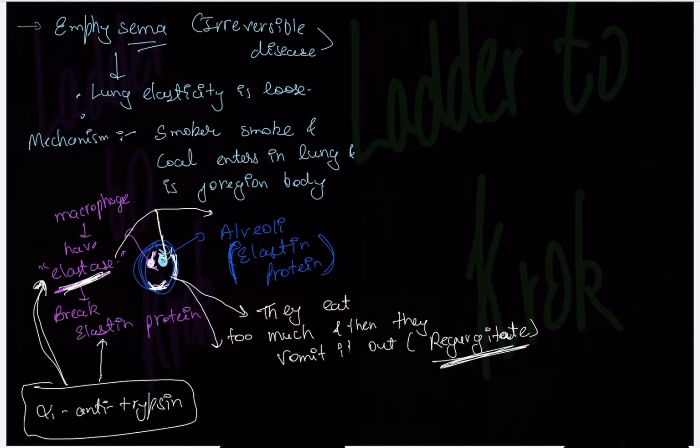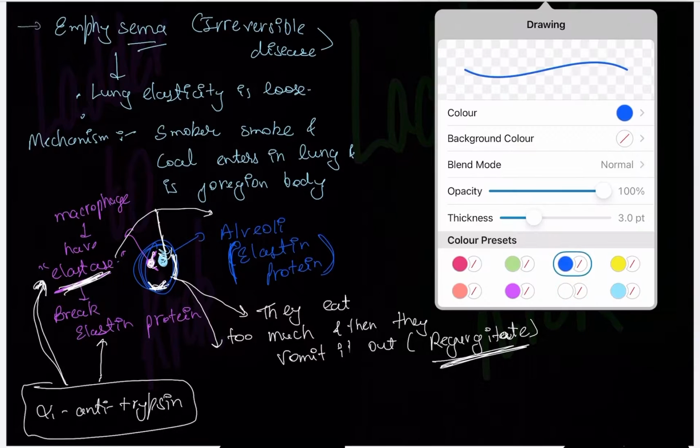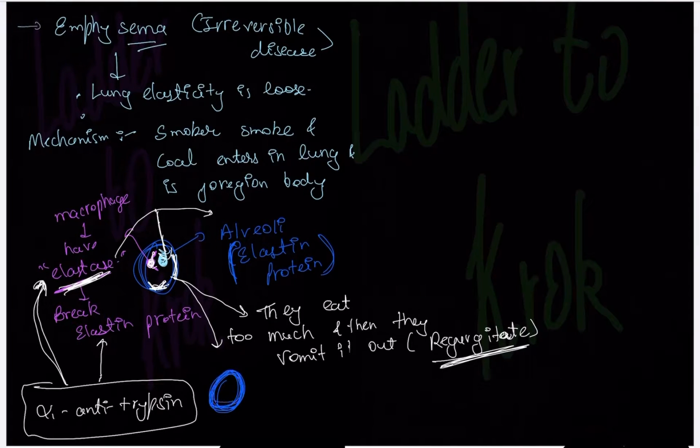This regurgitation, which has macrophages and antigens and all of those stuffs, and then they do what? They affect the other normal alveoli too. Again, I hope you got it. So because of this, what will happen? Elastin is lost, and if this elastin is lost, then what will happen? No elasticity. And then what is the treatment of these guys?